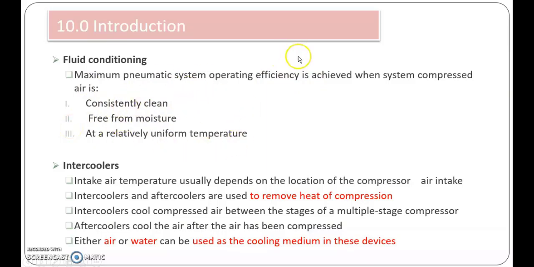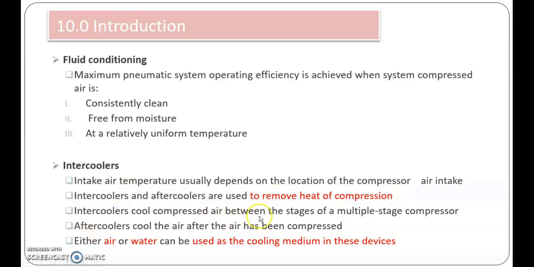So kalau kita nak efisiensi dia tinggi, kita need to make sure sistem kita dah tak ada apa-apa kotoran, dirt. And then make sure to remove the moisture and to remove the heat. Okay, so untuk remove heat kita akan gunakan intercoolers. Okay, ada dua jenis, intercooler and aftercooler, are used to remove the heat of the compression.